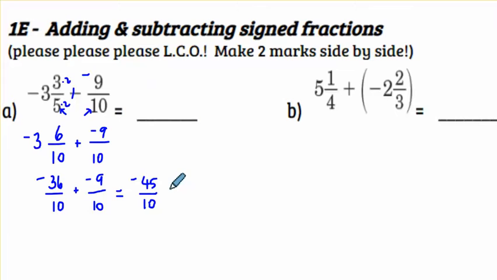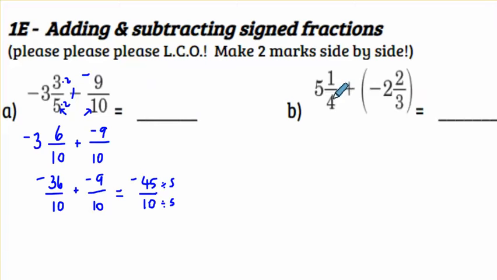Now, if you wrote this as your answer, unfortunately, it's not quite correct because we have to make sure it's simplified. And there is a common factor for 45 and 10. They can both be divided by 5. So for your final answer, you would figure out whatever negative 45 is divided by 5 for your numerator and 10 divided by 5 is your denominator. All right, moving on here.